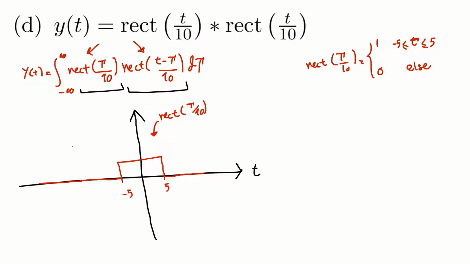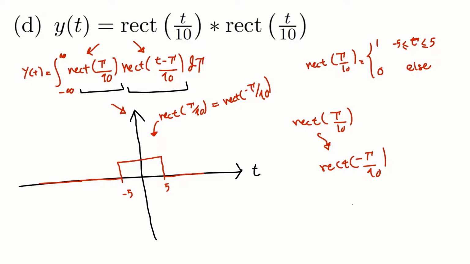What about this one, rect of (t minus tau) over 10? To plot that, we can first consider rect of tau over 10. Well, we have it here, and then based on that we can invert it over time and calculate rect of minus tau over 10. Okay, so it's a time inverted version of this signal, and if I flip this signal over this vertical axis, then we get the same signal because it's symmetric across this vertical axis. Okay, so this also equals rect of minus tau over 10. And if I shift this signal by t, then we would have rect of (t minus tau) over 10. And that's the time shift, okay? Time shift.